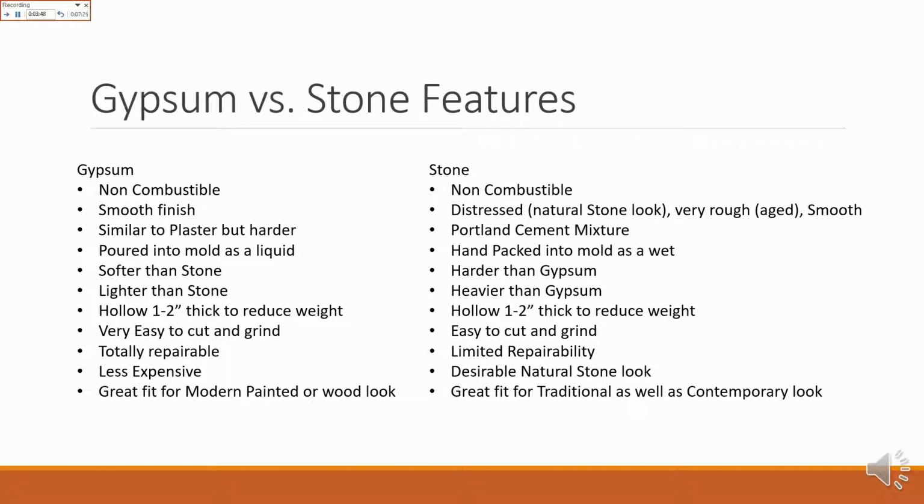Gypsum is less expensive, and stone is a very natural, desirable natural stone look. Gypsum is a great fit for modern painted, like black and white interiors where you want a high gloss white look, or if you would like the wood look, but you can't afford the space to keep it away from combustibles, you can get one of our designs that looks very much like it's made out of wood, and you get it in paint grade, and when you paint it white, it looks just like it was made out of wood.